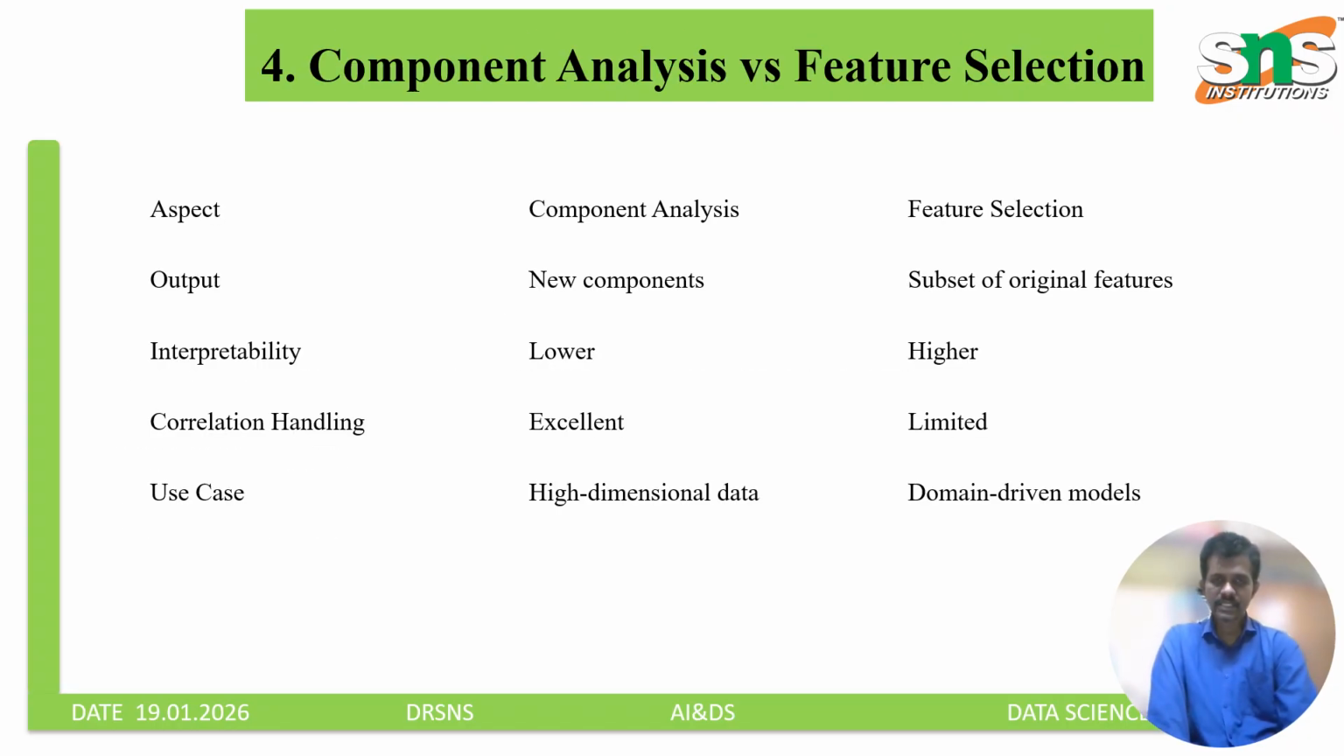Let us see the next topic, component analysis versus feature selection. Here we have different divisions. First, the aspects: component analysis and feature selection. Output: component analysis produces new components, while feature selection gives a subset of the original features. Next, interpretability: lower for component analysis, higher for feature selection. Next, correlation handling: excellent for component analysis, while feature selection has only a limited process. Next, the use case: high-dimensional data for component analysis, domain-driven models for feature selection.